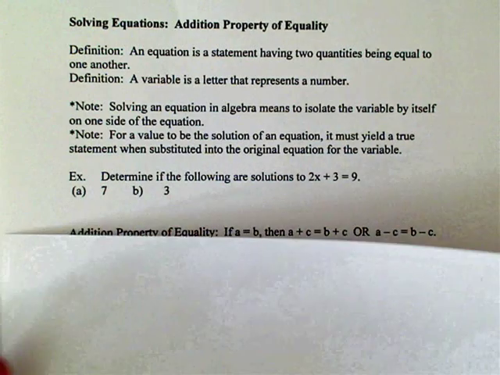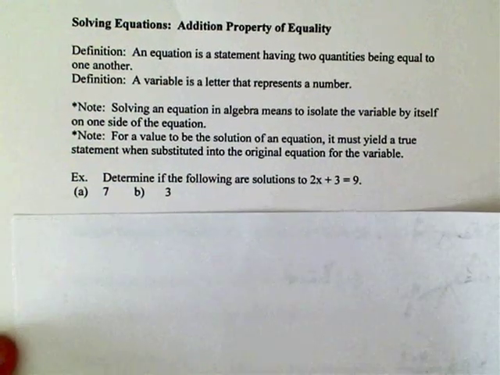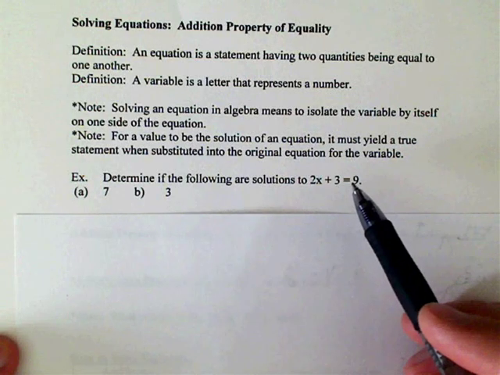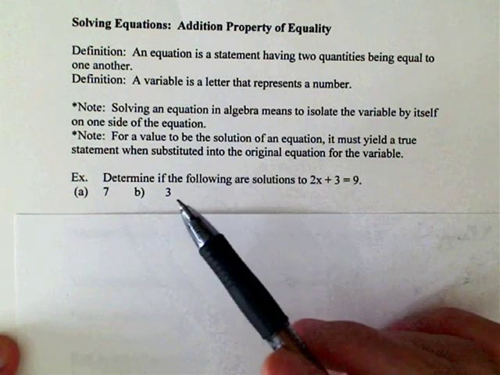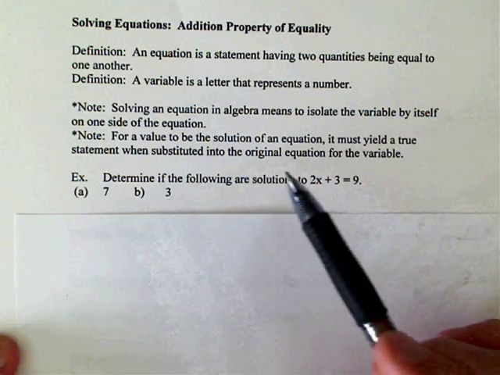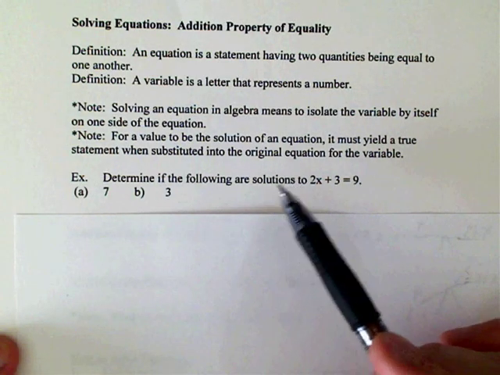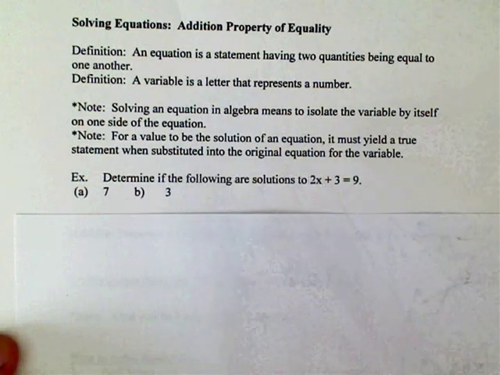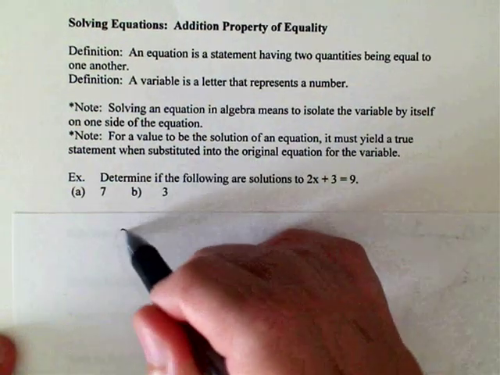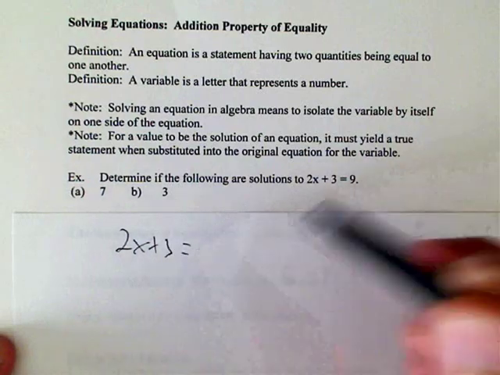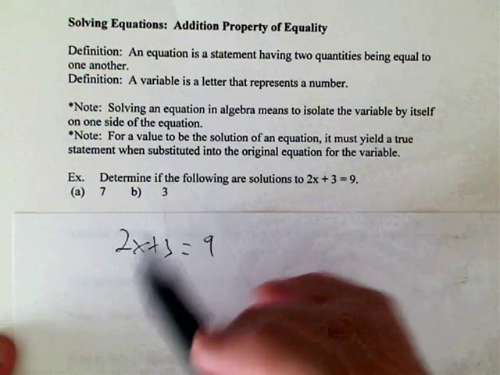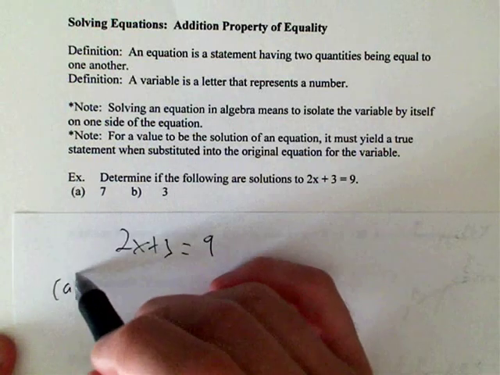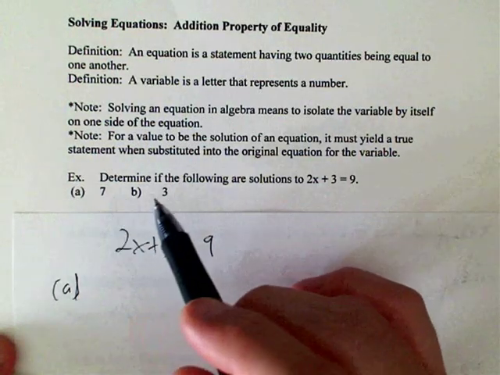This first example is an excellent example to start with. It's asking, if you were to solve this equation and you came up with an answer of 7 or an answer of 3, would either one of these be true, or would it be a solution? One of them may be, neither one may be. Let's find out. So, our given equation is 2x plus 3 equals 9. Now these are two different questions, two different possible answers. So we're checking to see if either one of these work.